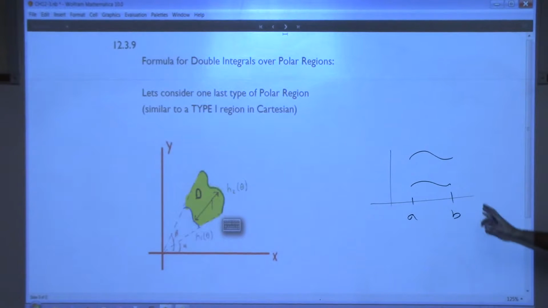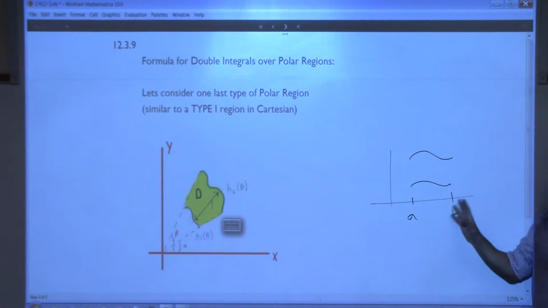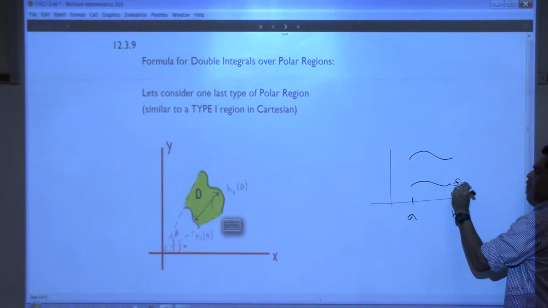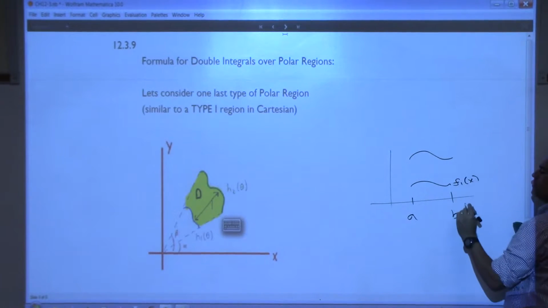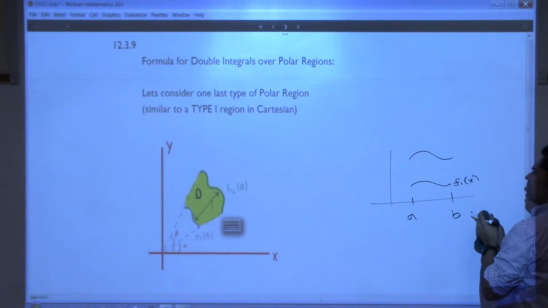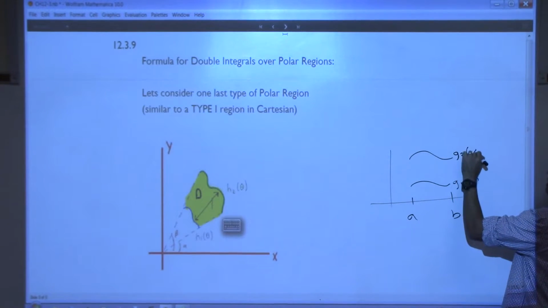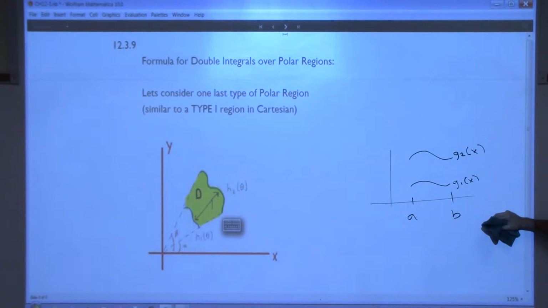And what happened with the type 1 over here? What was the major thing that we had to be careful with? Was it F1, G1? G1, G2, right? What was the major difference between this and just a rectangle?